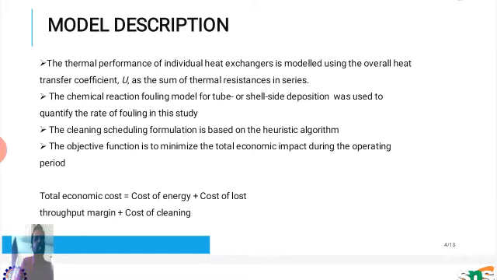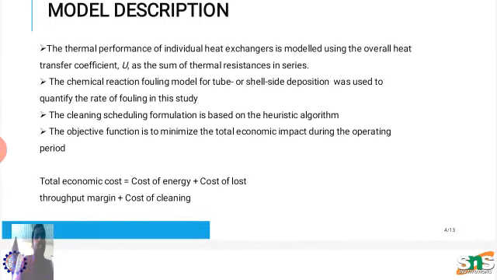The fouling rate. The chemical reaction fouling model for tube or shell side deposition was used to quantify the rate of fouling in this study. The fouling resistance is given above. The variation of the hot stream flow rate is assumed to be proportional to the variation in the crude stream flow rate. Fouling within the fired heater was not considered in this work.